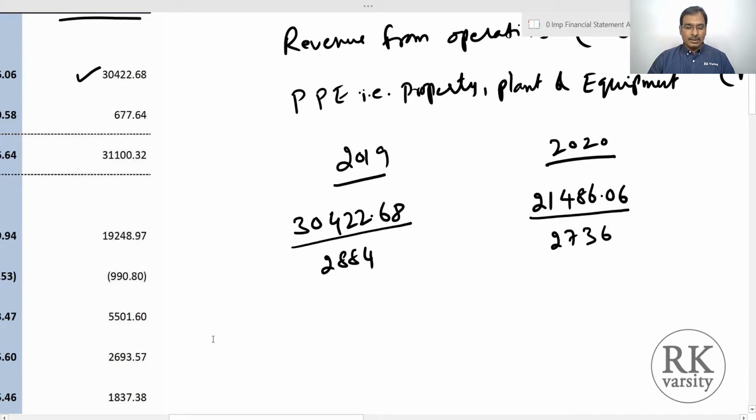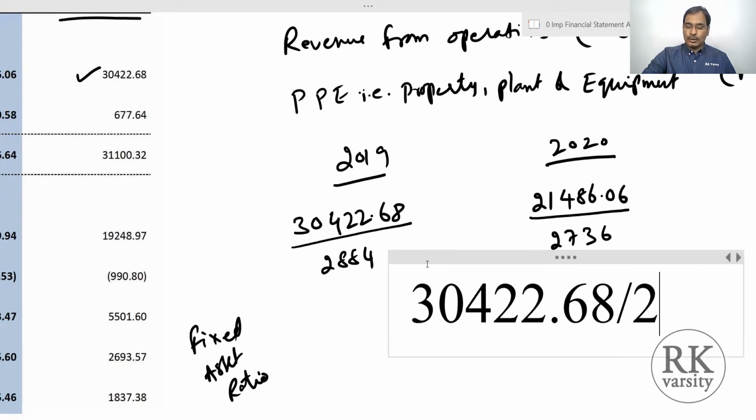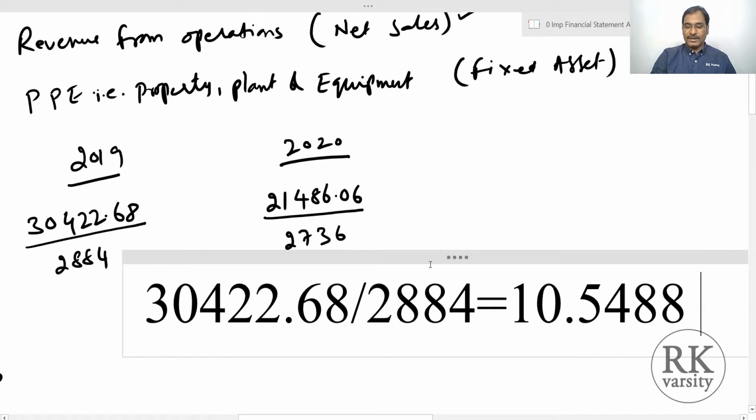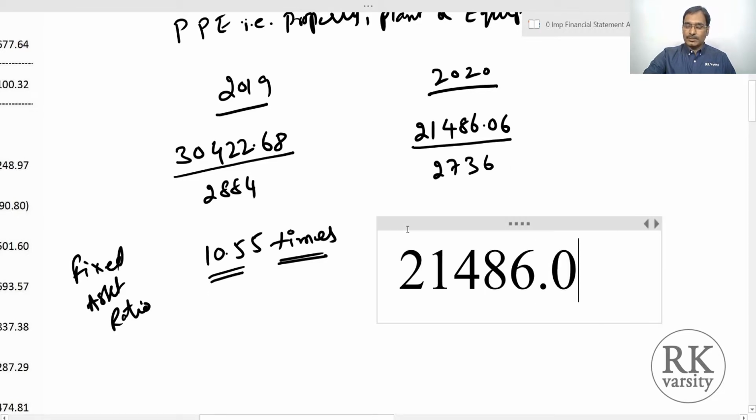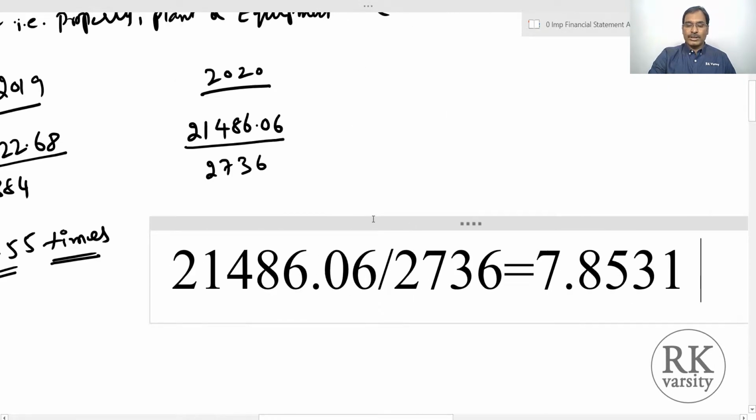2,736. So your fixed assets turnover ratio will be, we'll calculate a value here, 30,422.68 upon 2,884. So 10.55, let us say 10.55 times. Turnover ratios or efficiency ratios we measure in terms of times. So 10.55 times, and for 2020 this is 21,486.06 upon 2,736, 7.85 times.